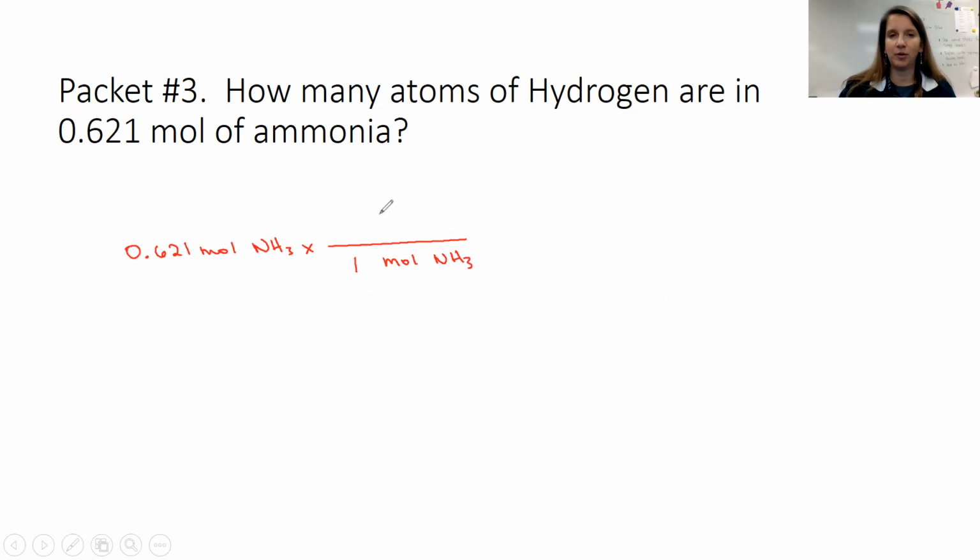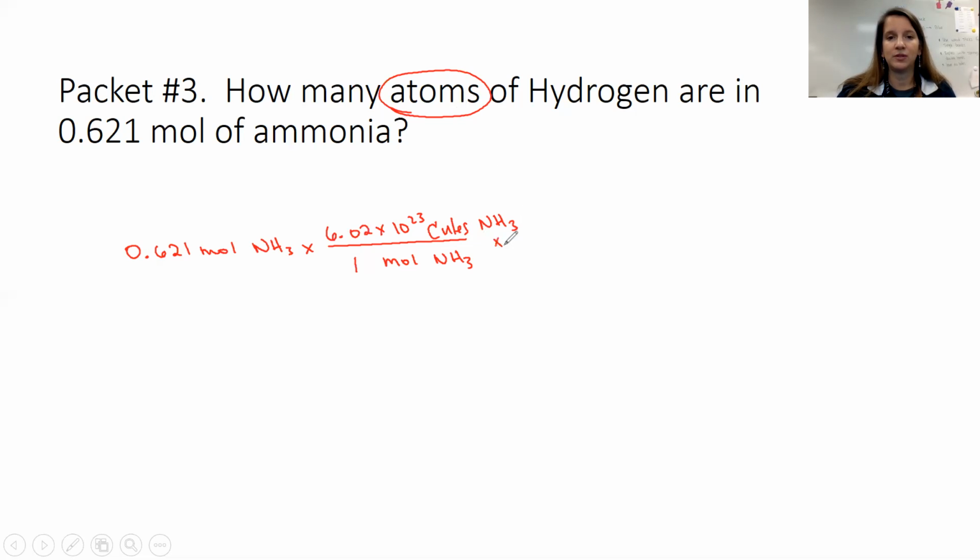Now we know that 1 mole of ammonia is equal to Avogadro's number, 6.02 times 10 to the 23. But 6.02 times 10 to the 23 what? It's so easy for students to put atoms of hydrogen here because that's what we're looking for in our answer, but that's not what we're working with. We've got 1 mole of ammonia at the bottom. That means we're not talking about atoms yet, we're talking about molecules. So we need to make sure that we use molecules for our unit up here with Avogadro's number, molecules of NH3.